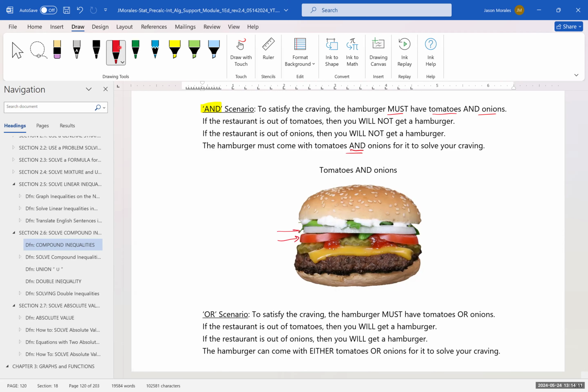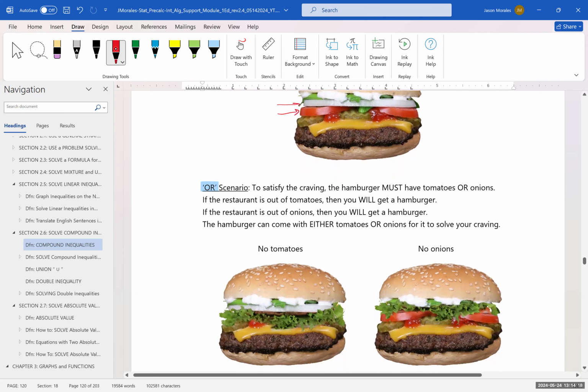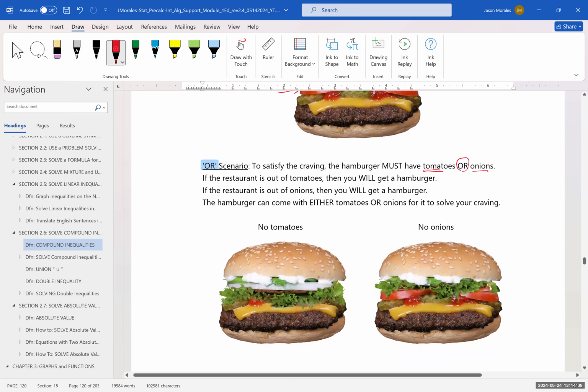Tomatoes and onions. Okay, so here's an "or" scenario. To satisfy the craving, the hamburger must have tomatoes or onions. So if the restaurant is out of tomatoes, then you'll still get the hamburger because it's tomatoes or onions. If the restaurant is out of onions, then you'll also get the hamburger. So the hamburger can come with either tomatoes or onions for it to solve your craving.